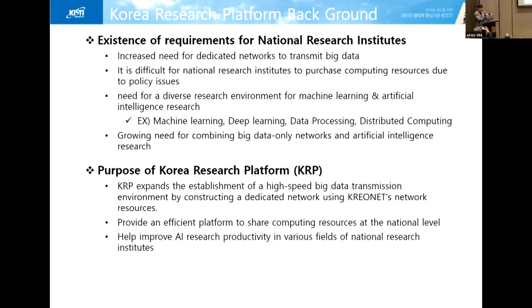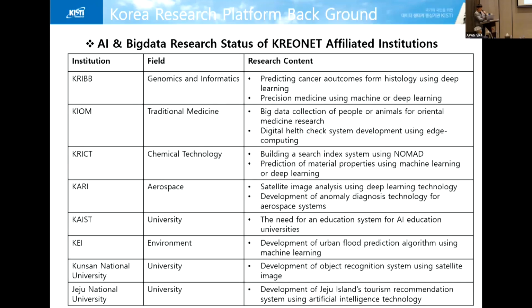To solve these problems, we are building and developing KRP. The purpose of KRP is free resource utilization and research collaboration among various research groups. It aims to efficiently share computing resources at the national level and help improve AI research productivity. KRP benchmarked NRP and PRP to build and develop a Korea platform.